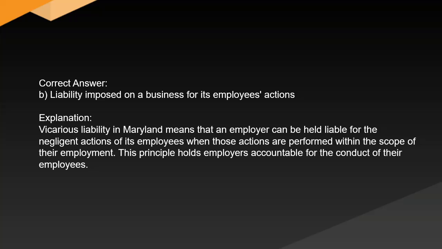Explanation. Vicarious liability in Maryland means that an employer can be held liable for the negligent actions of its employees when those actions are performed within the scope of their employment. This principle holds employers accountable for the conduct of their employees.